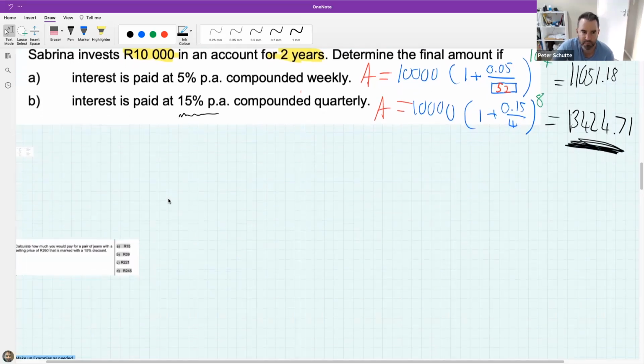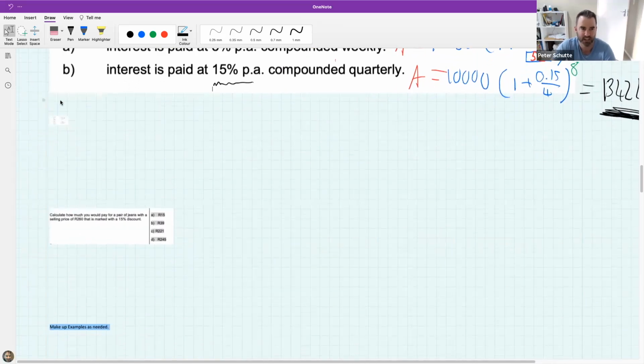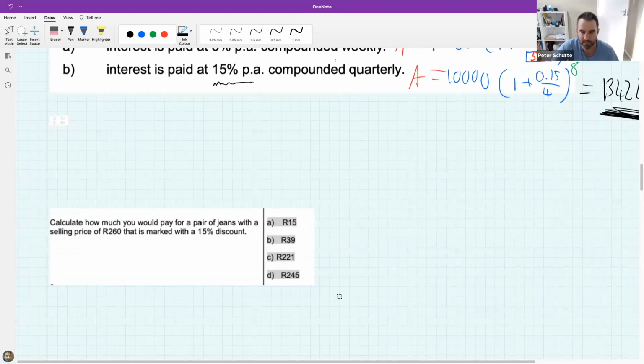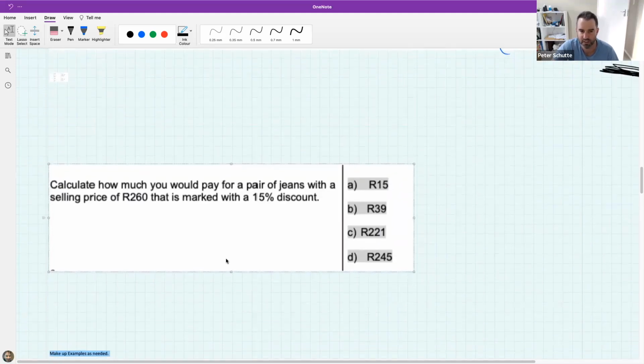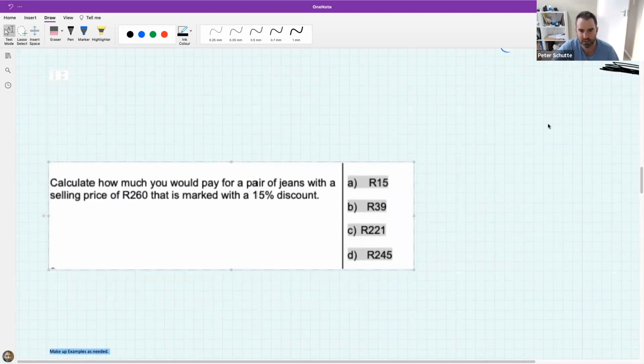Now, what maths teachers love to do every now and again is just throw in a discount or general financial maths question. So could you work out what this one is? This is just a general financial maths question that can come up at any time. See if you can.